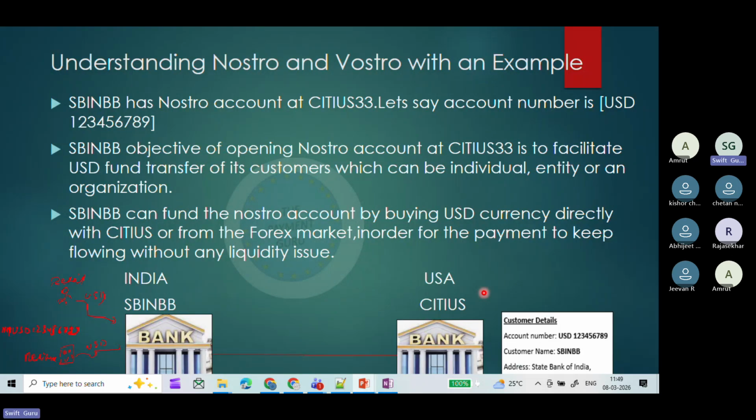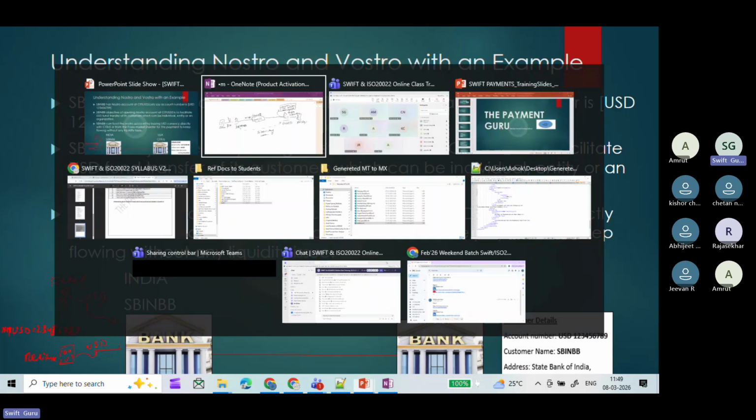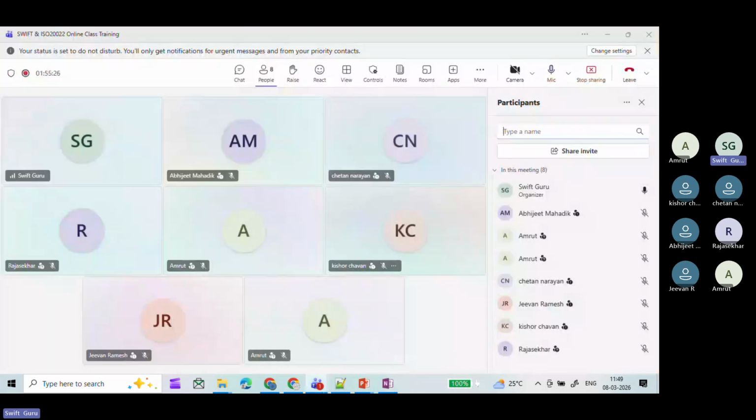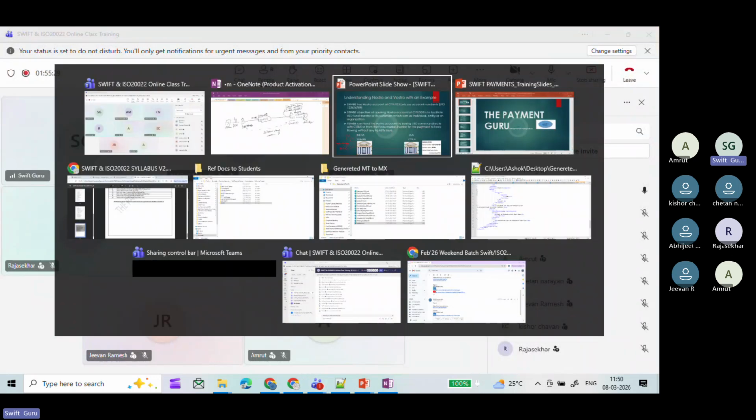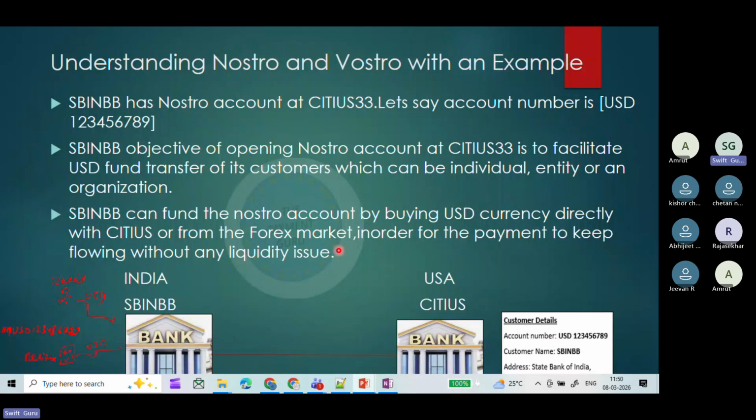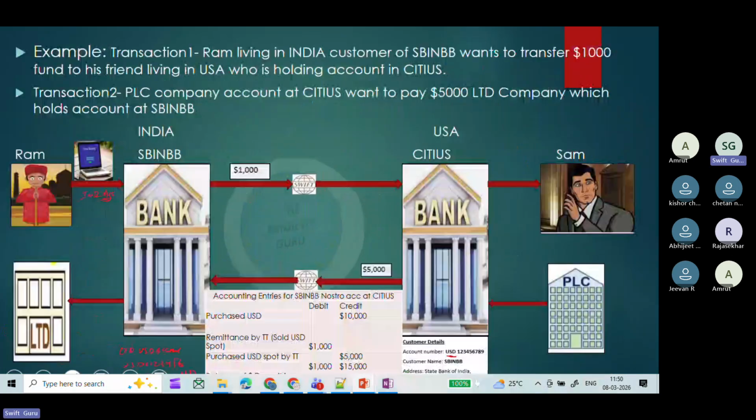Guys, if you have even basic questions, simple questions, feel free to ask. These are the initial days where I need to ensure your basics are made strong so that we can proceed forward towards learning the Swift related topics. Okay. If you have understood well, then let me explain one more use case related to the Nostro account.